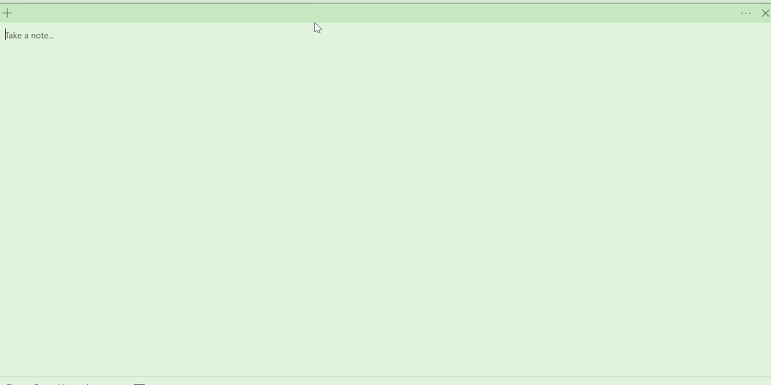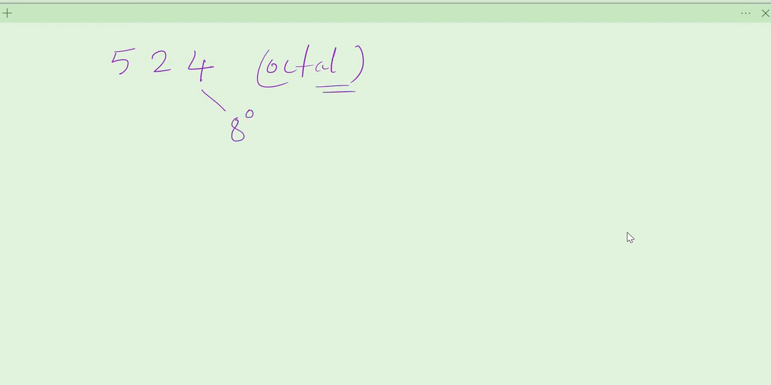In case of octal, the base is 8. So let's consider any octal number, say 524. Suppose this is an octal number. Then it will have the place values or weights as 8 raised to 0, because octal means the base is 8, then 8 raised to 1, and 8 raised to 2.